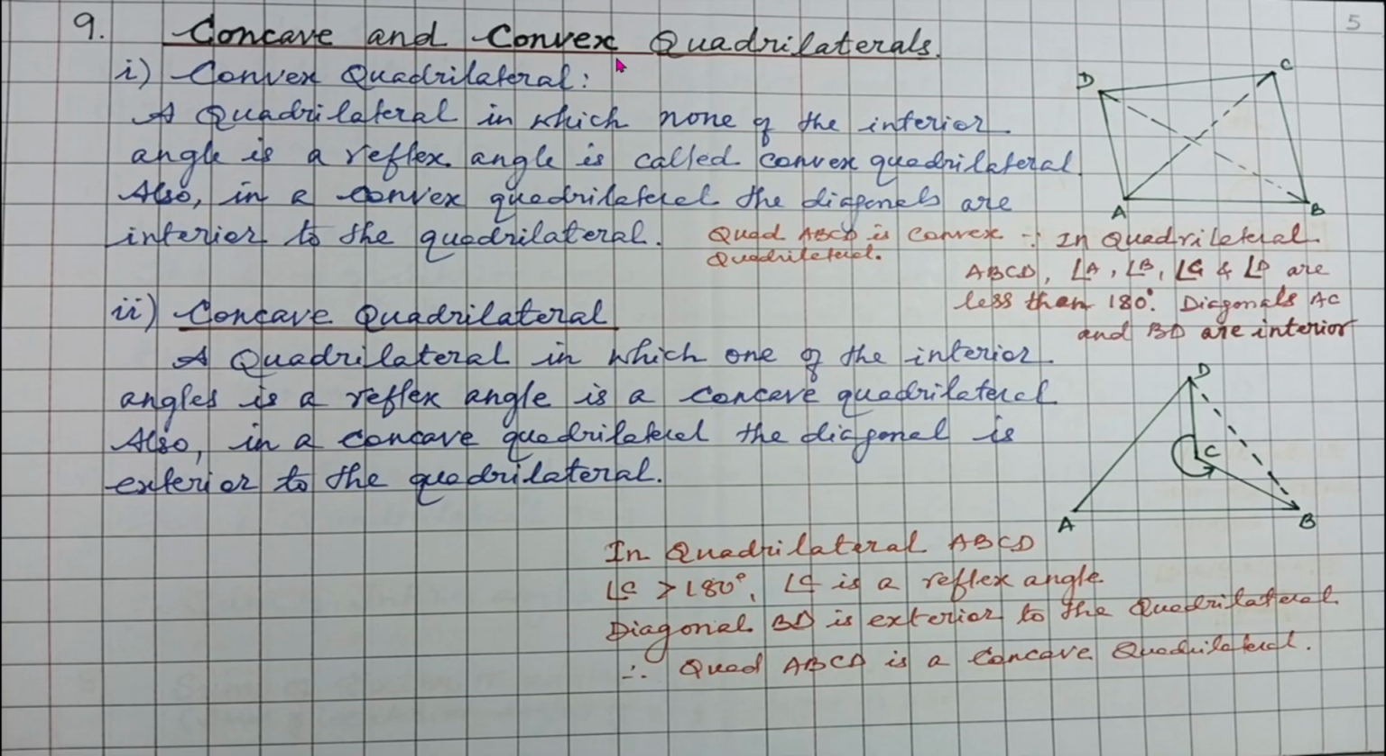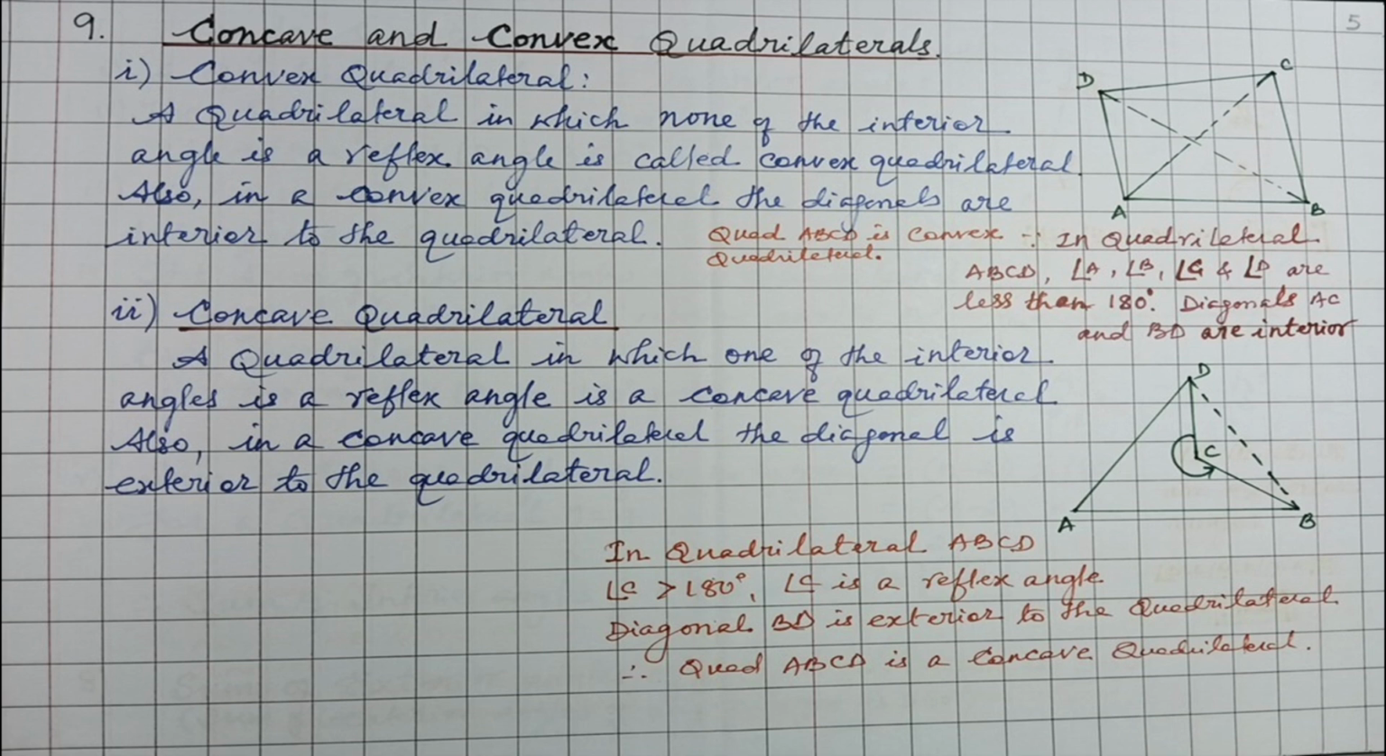it is a convex quadrilateral. Whereas a concave quadrilateral is a quadrilateral in which one of the interior angles is a reflex angle, and also in a concave quadrilateral, the diagonal is exterior to the quadrilateral. If you look at the quadrilateral here, A, B, C, D is the quadrilateral, angle C is a reflex angle, and one of the diagonals BD is outside the quadrilateral or exterior to the quadrilateral. Therefore this quadrilateral is a concave quadrilateral.